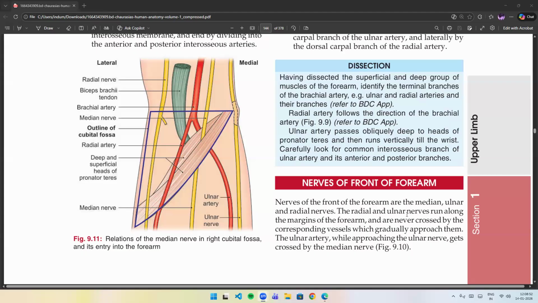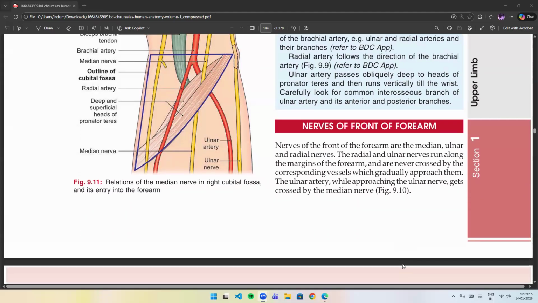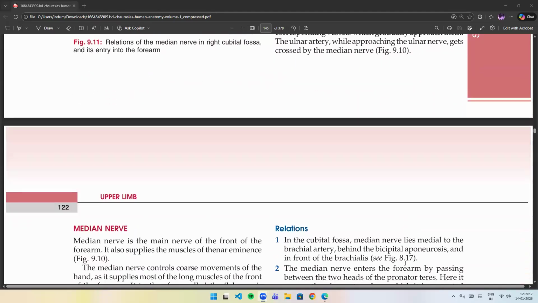Now, nerves of the front of the forearm. Nerves of the front of the forearm are the median, ulnar, and radial nerves. The radial and ulnar nerves run along the margins of the forearm and are never crossed by the corresponding vessels, which gradually approach them. The ulnar artery, while approaching the ulnar nerve, gets crossed by the median nerve, figure 9.10.